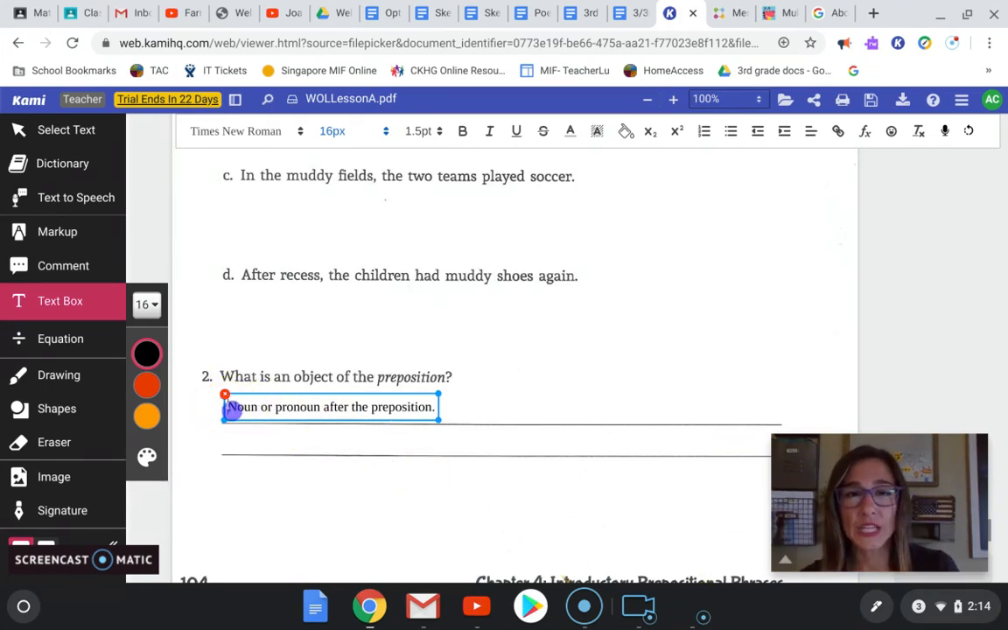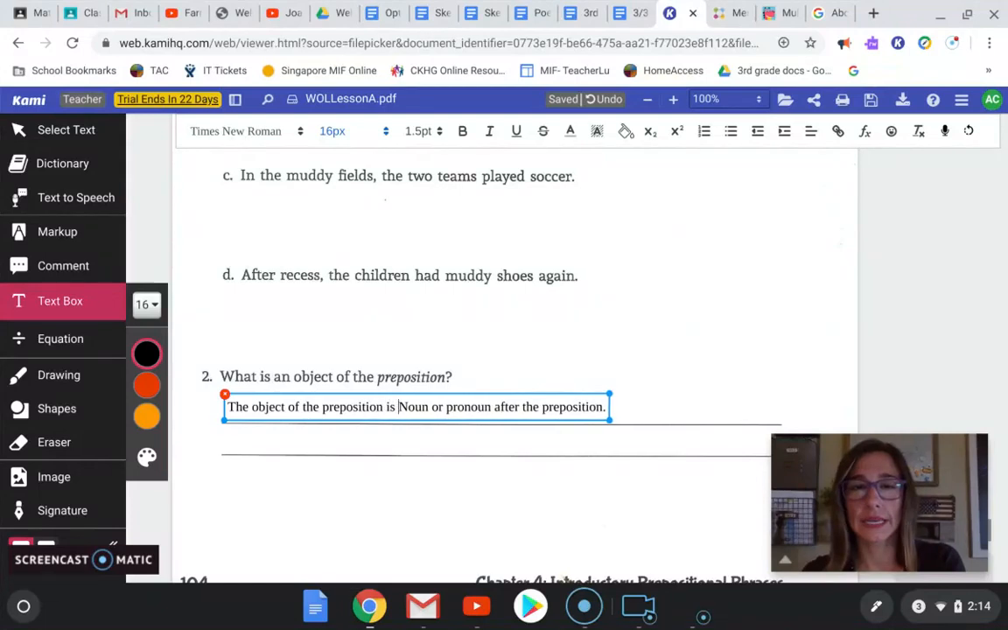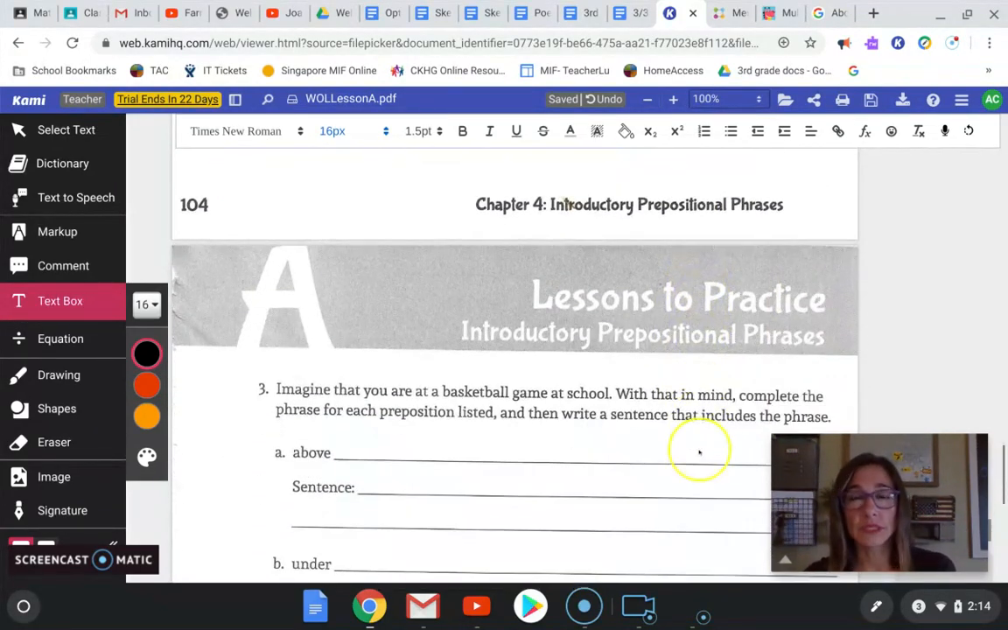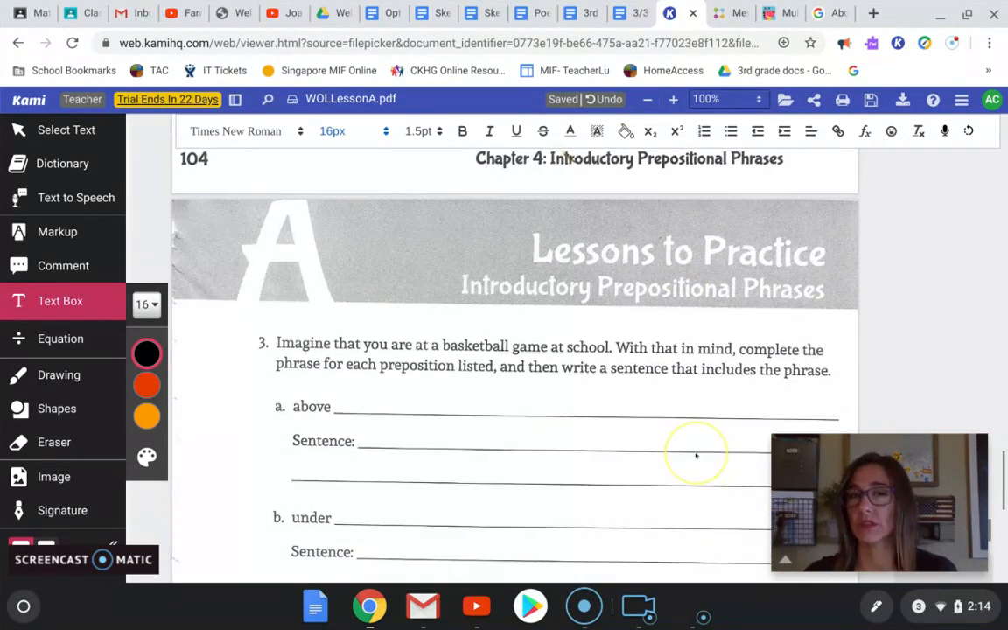Okay, that's why we learn the songs, so that you can memorize these definitions. And if I were to do a complete sentence, I would say the object of the preposition is the noun or pronoun after the preposition. I'm starting my sentence with a capital letter and I'm ending it with a punctuation mark. Okay, again, moving down to the next section.